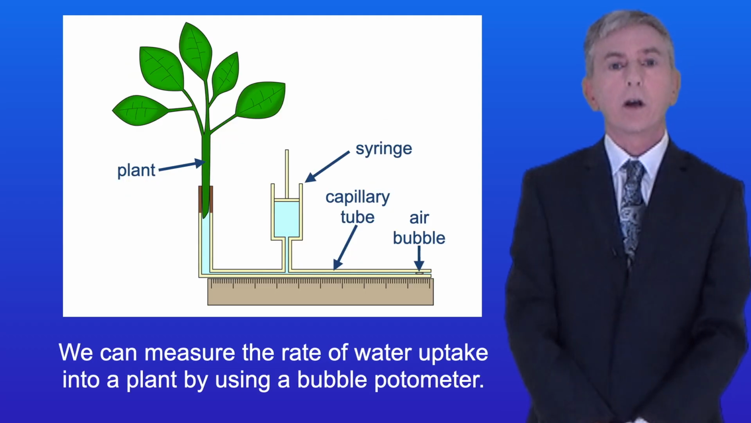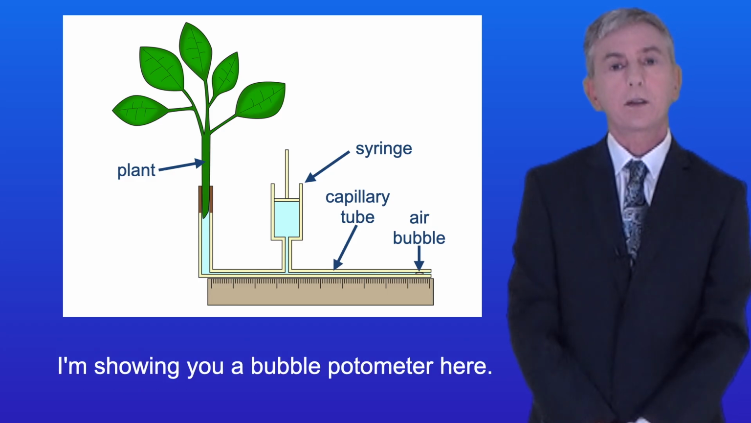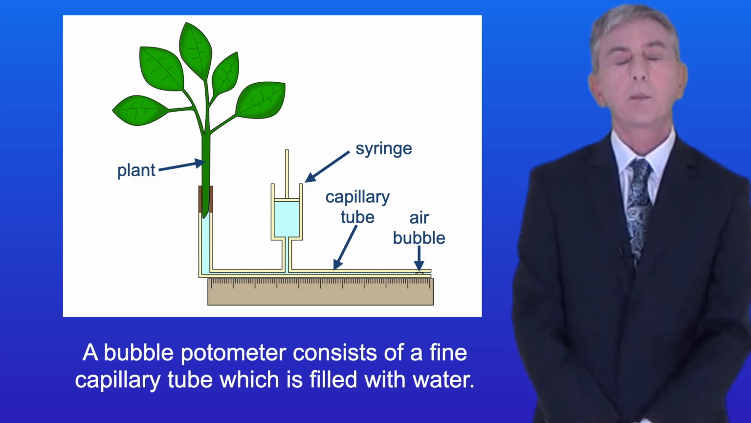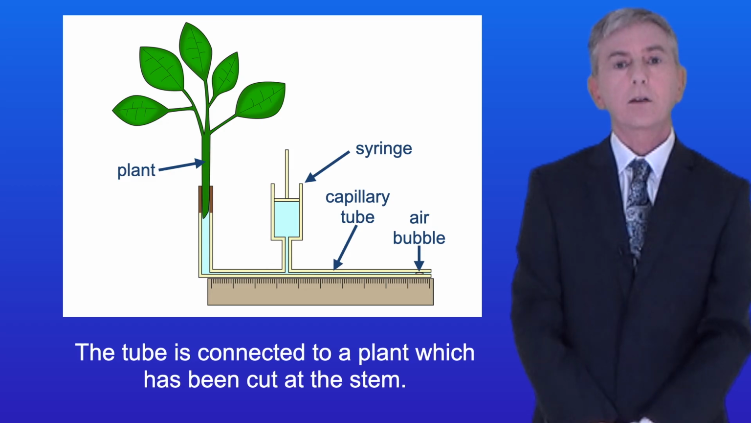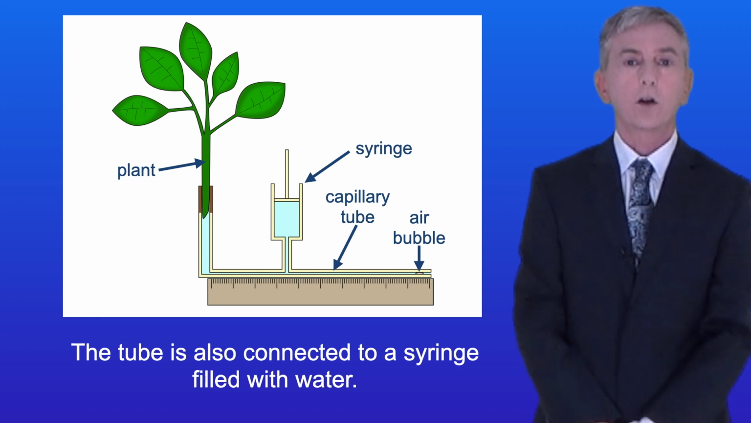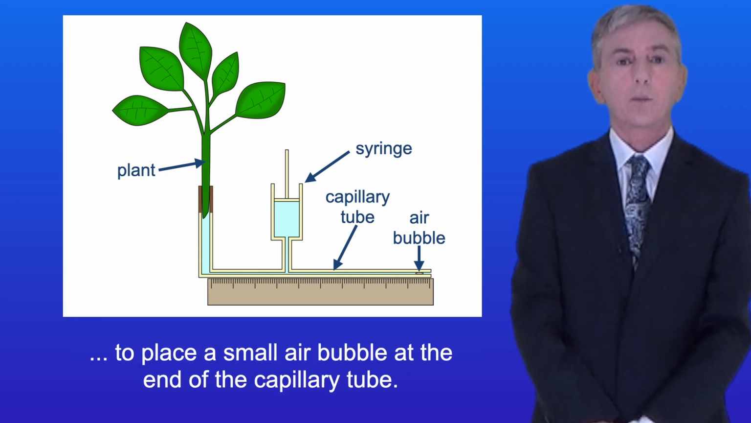Now we can measure the rate of water uptake into a plant by using a bubble potometer, and I'm showing you a bubble potometer here. A bubble potometer consists of a fine capillary tube which is filled with water. The tube is connected to a plant which is being cut at the stem. The tube is also connected to a syringe filled with water. And finally, we use a needle to place a small air bubble at the end of the capillary tube.